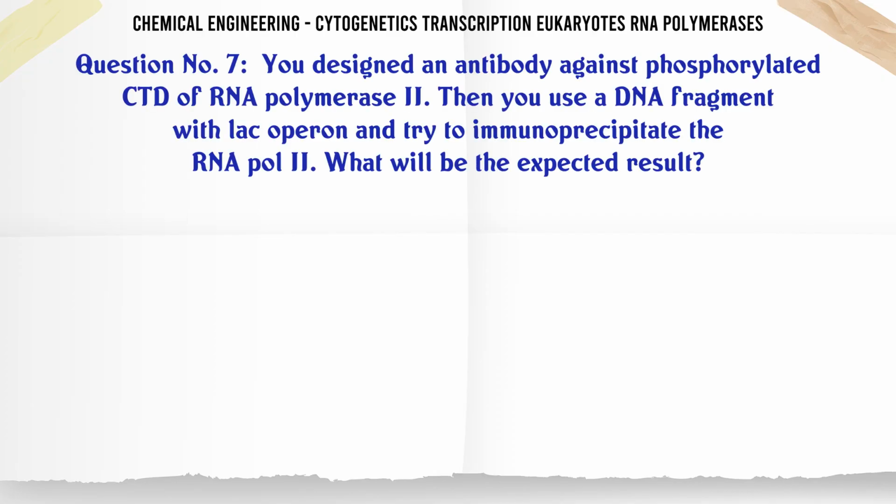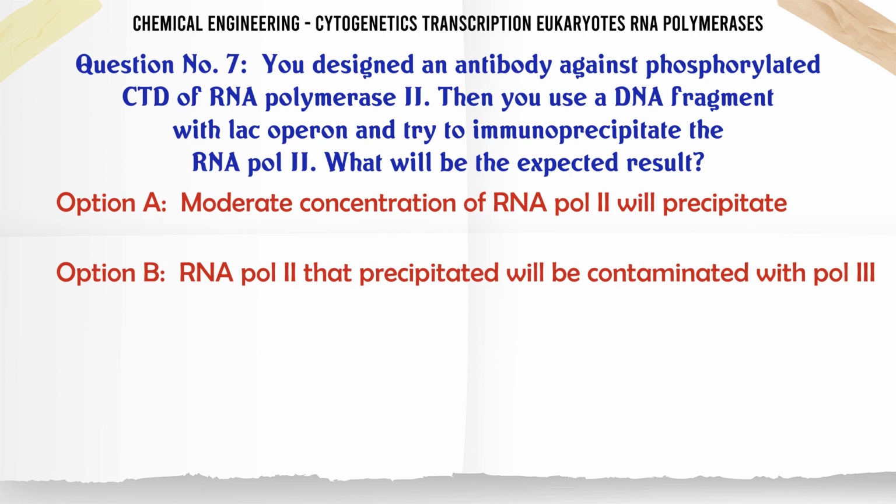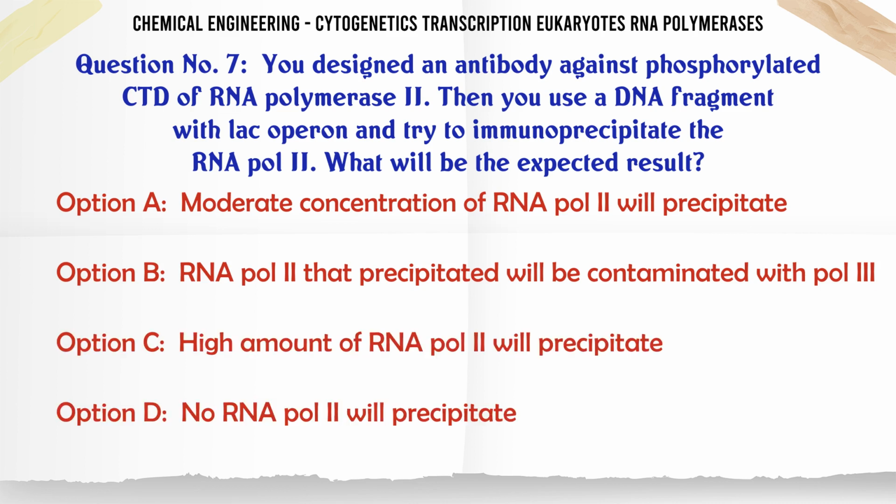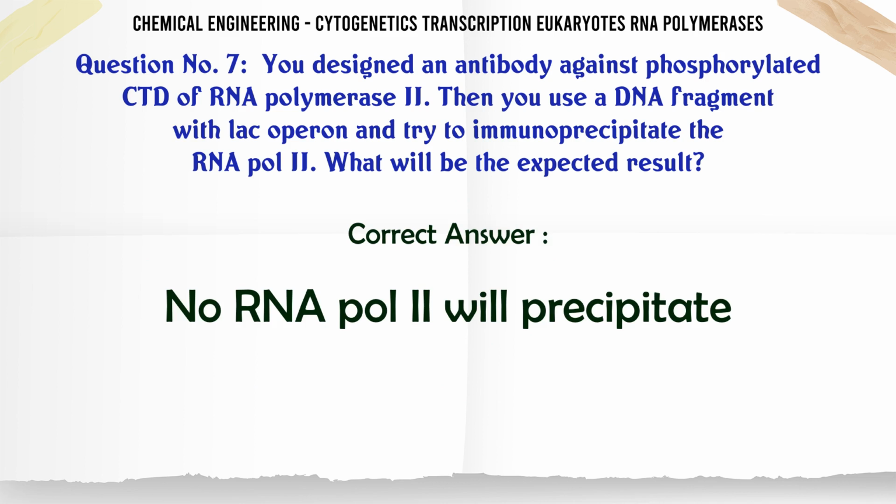You designed an antibody against phosphorylated CTD of RNA polymerase 2. Then you use a DNA fragment with lac operon and try to immunoprecipitate the RNA pol 2. What will be the expected result? A: a moderate concentration of RNA pol 2 will precipitate. B: RNA pol 2 that precipitated will be contaminated with pol 3. C: a high amount of RNA pol 2 will precipitate. D: no RNA pol 2 will precipitate. The correct answer is no RNA pol 2 will precipitate.